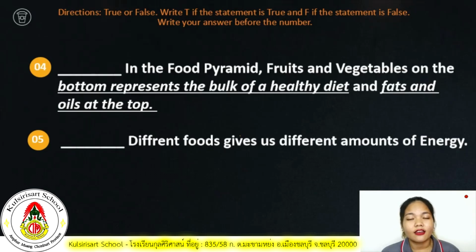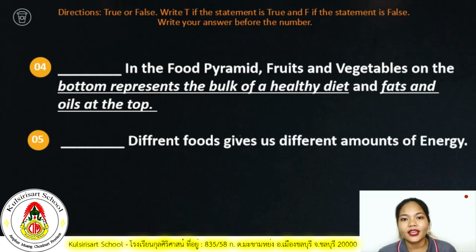Write C if the statement is true, and write F if the statement is false. Write your answer before the number. I don't want to see the word true or the word false, okay? I only want to see letter T or letter F, okay? Follow the directions carefully.